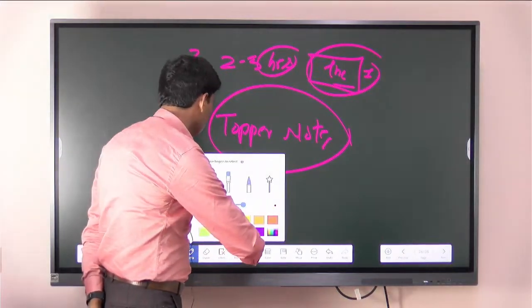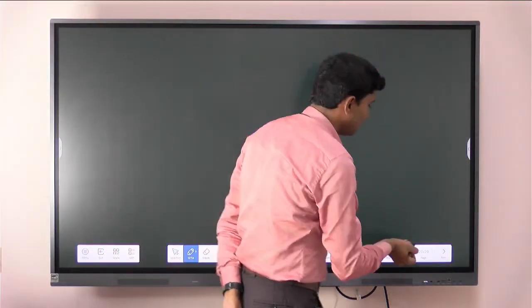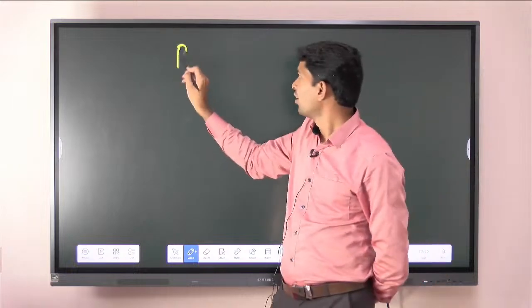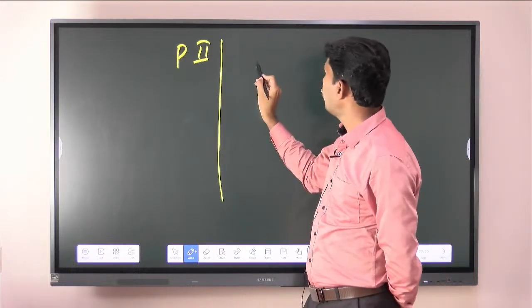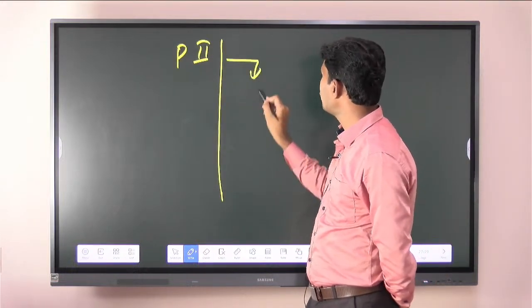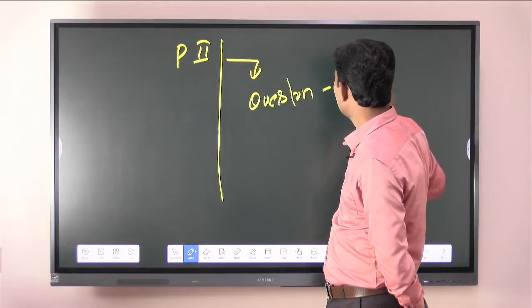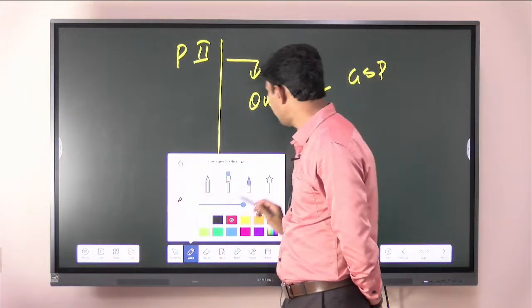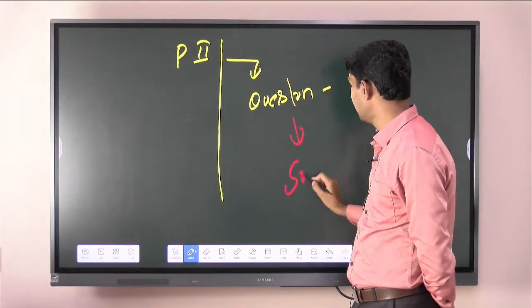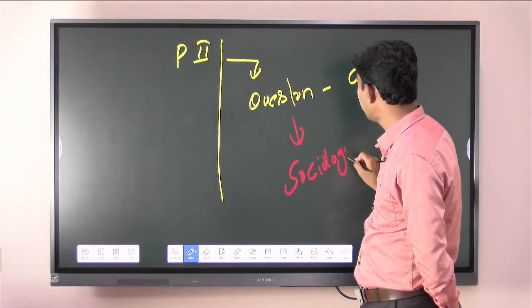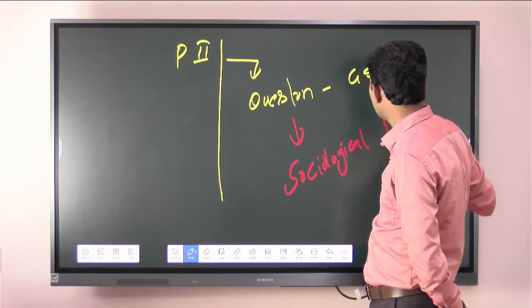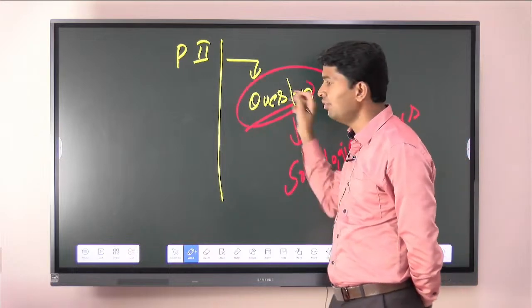I will tell you the reason why aspirants are getting less marks in paper 2. Don't try to attempt paper 2 questions from a GS perspective, try to attempt them from a sociological perspective. Sir, what is the meaning of sociological perspective? What is the meaning of GS perspective? Let me take an example.